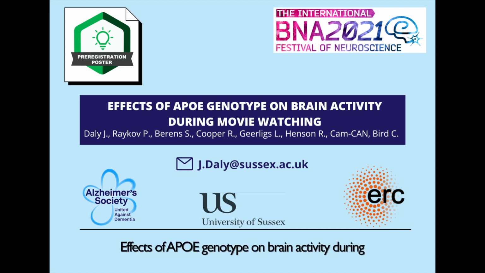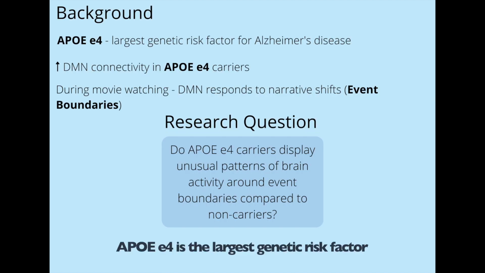Effects of APOE genotype on brain activity during movie watching, a pre-registration poster for the BNA Festival of Neuroscience 2021. APOE4 is the largest genetic risk factor for late-onset Alzheimer's disease.